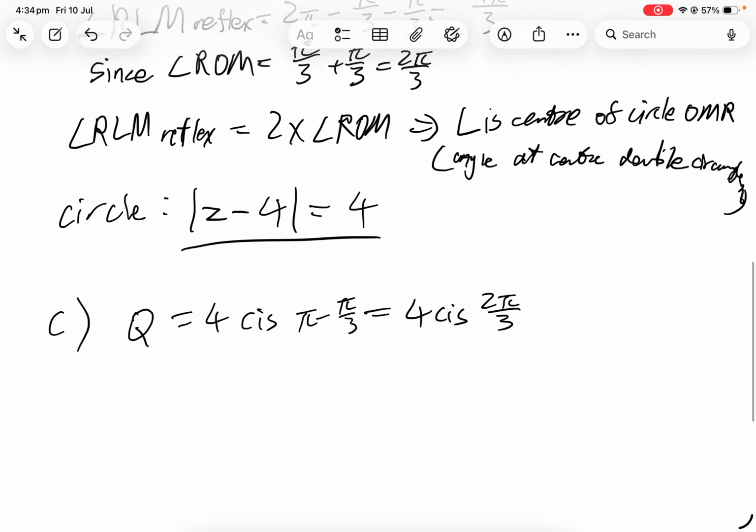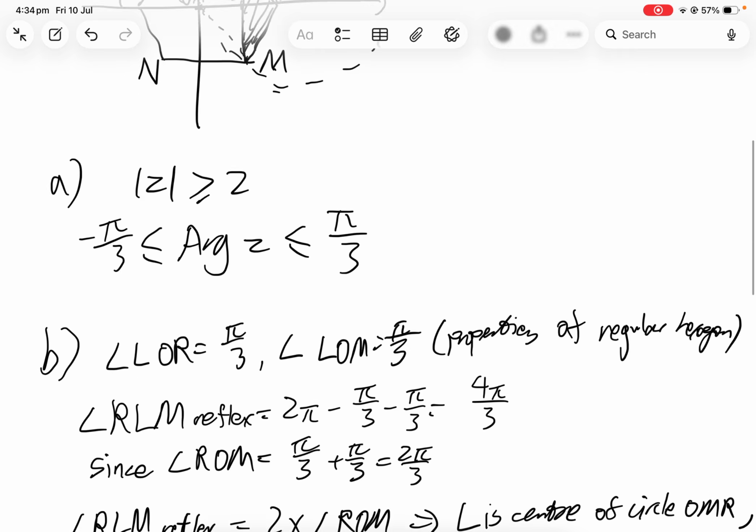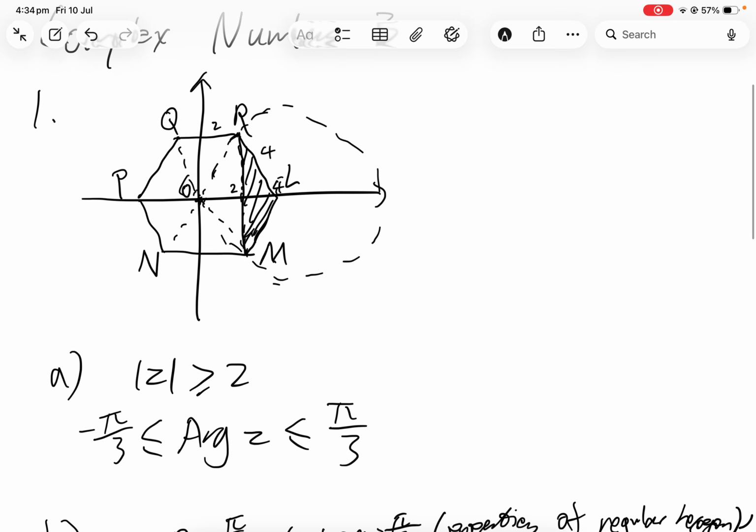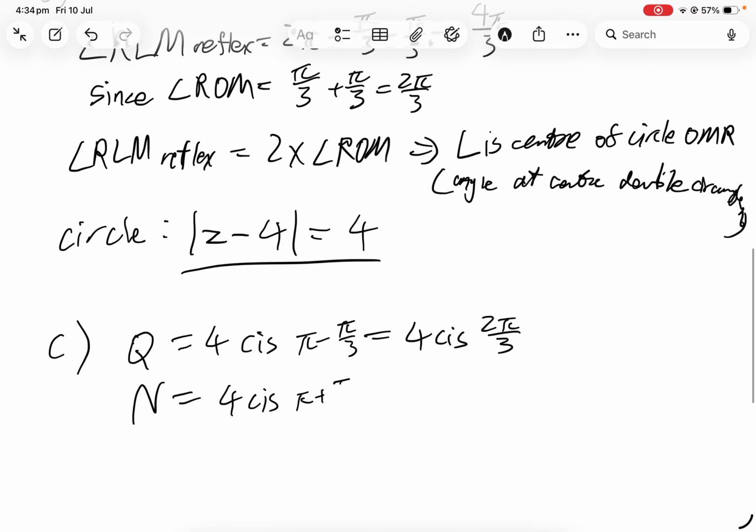And then N must just equal to 4 cis. Well, this time it's in Q3, so it's pi plus pi on 3, which equals to 4 cis, that's 4 pi on 3.